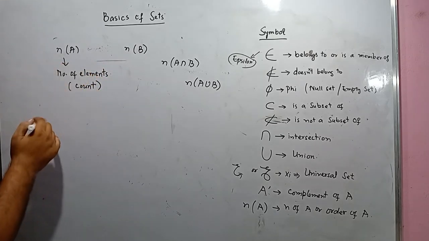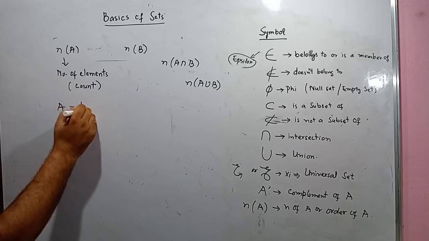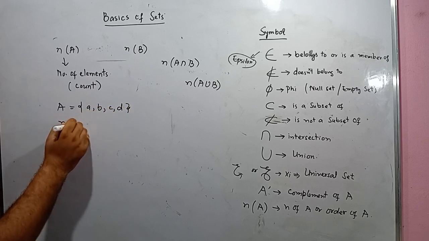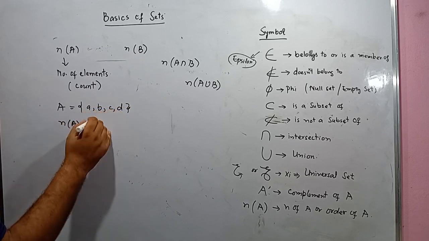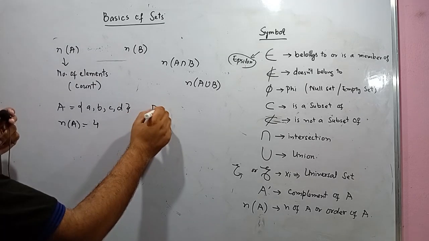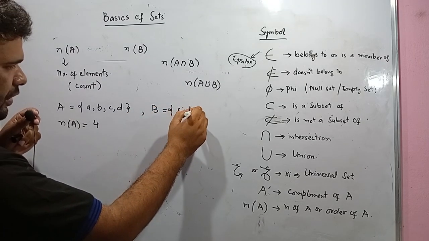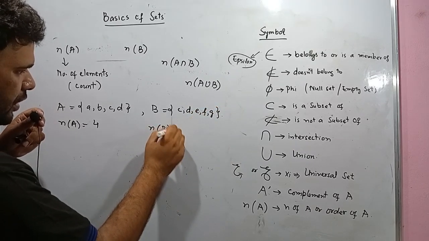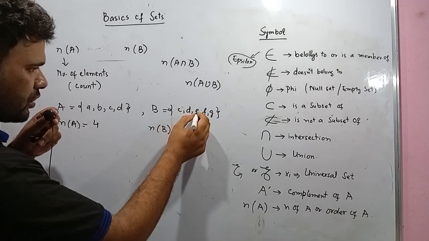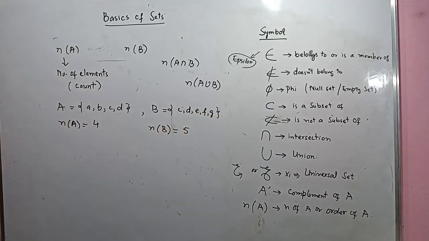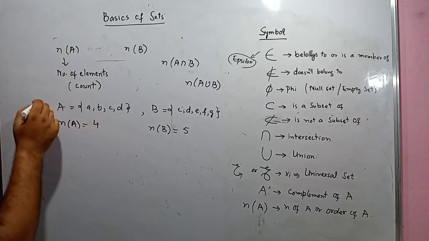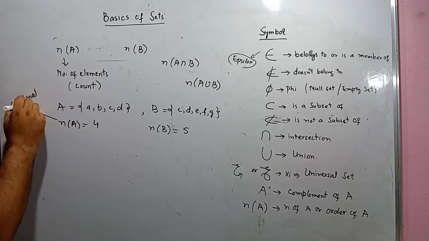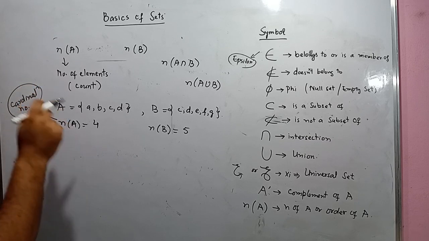For example, in set A there are A, B, C and D. N of A is equal to 1, 2, 3, 4. We should write only the 4. In the set B, it is C, D, E, F, G. You can see N of B is equal to, we will count here, 1, 2, 3, 4, 5. So N of B is 5. This is also called the cardinal number. Cardinal number of the set is the number of elements in the set.